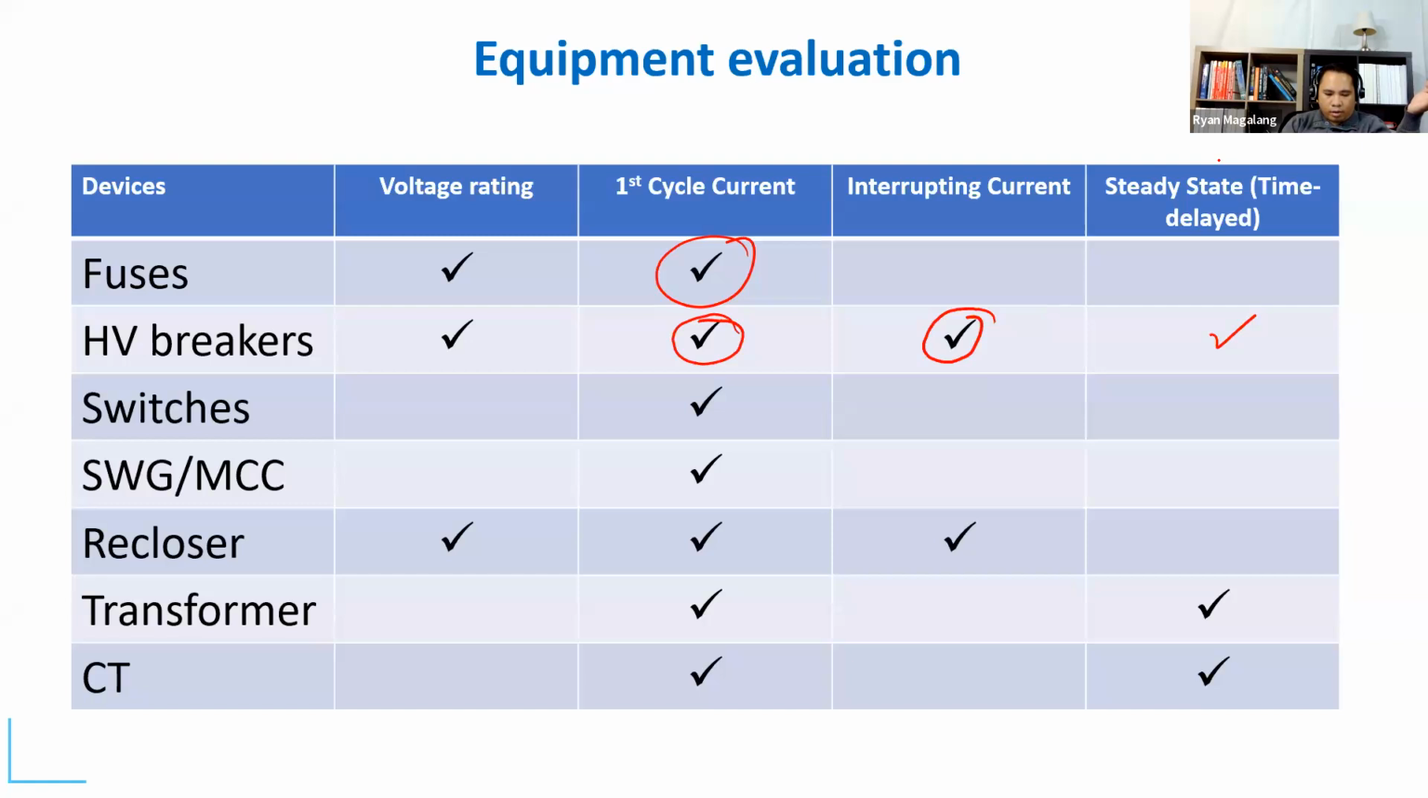Same thing with your switchgear. I said the switchgear and the MCC must be able to withstand the mechanical vibration brought about by the peak current. So that's why we want it to be measured or tested, not calculated, against the first cycle. Same thing with your recloser and transformer. Obviously, a transformer gets subjected to all kinds of fault current, really, from first cycle up to the steady state. But the worst case being your first cycle.